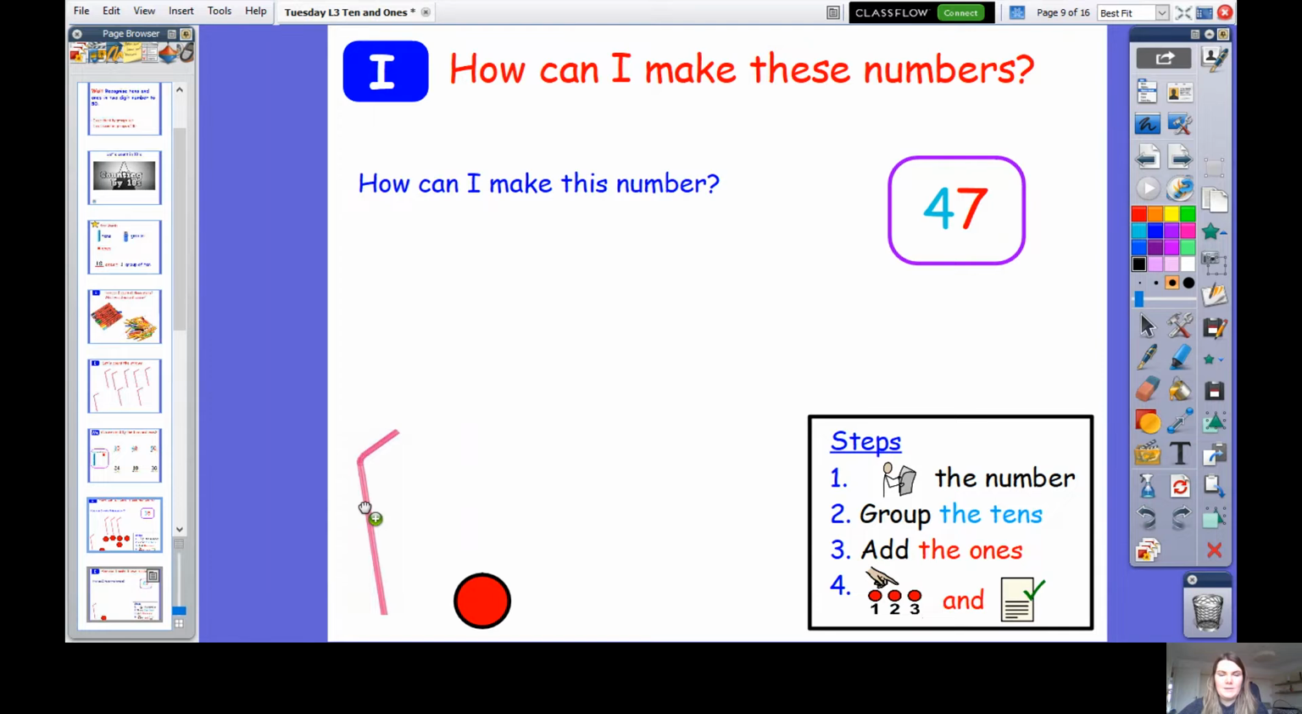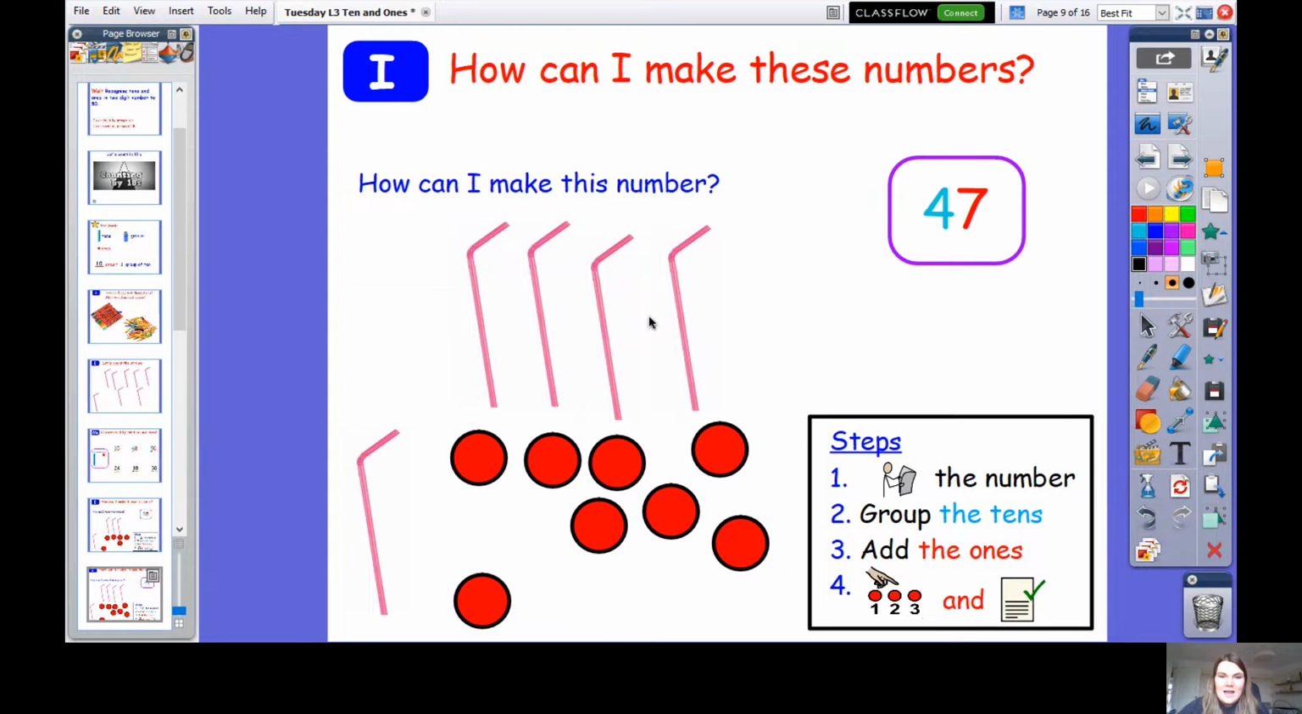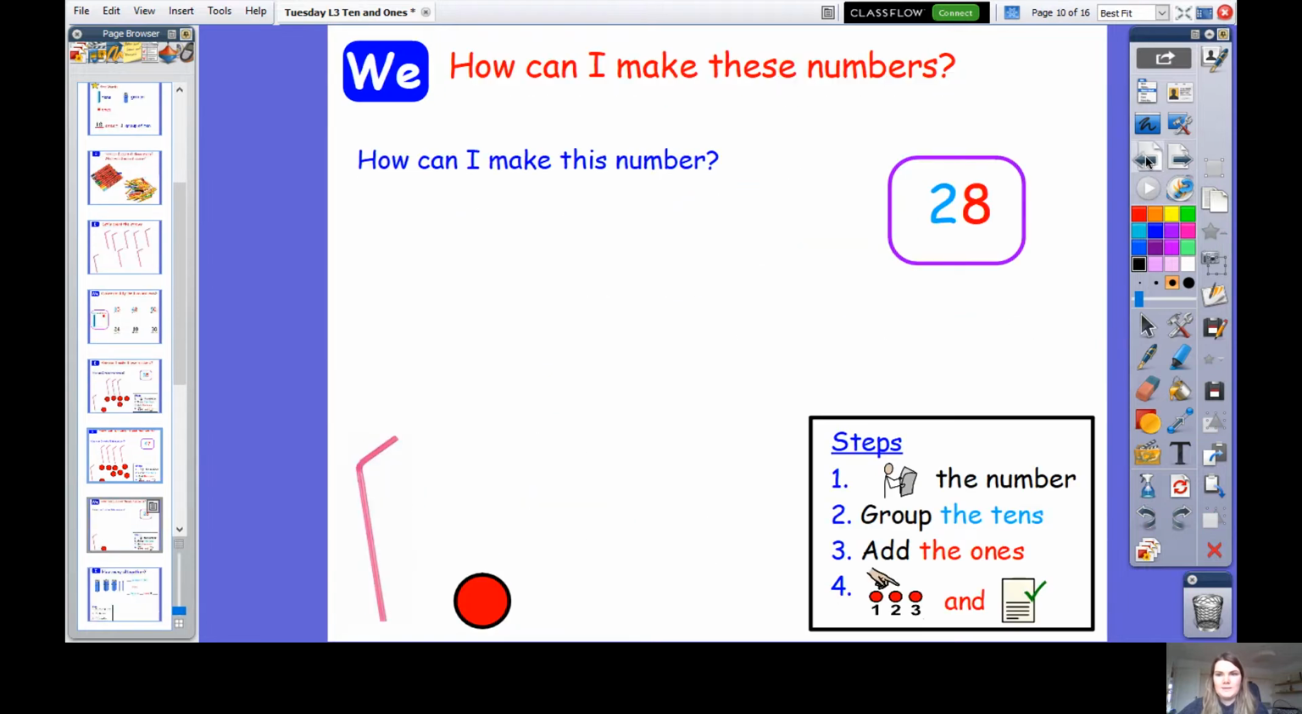How many straws would I need? I'd need 4. Well done. 1, 2, 3, 4. We've grouped our 10s. Now we need to add our 1s. How many 1s am I adding? 7. Very good. 1, 2, 3, 4, 5, 6, 7. Fantastic. And all together it makes 47. Great work.